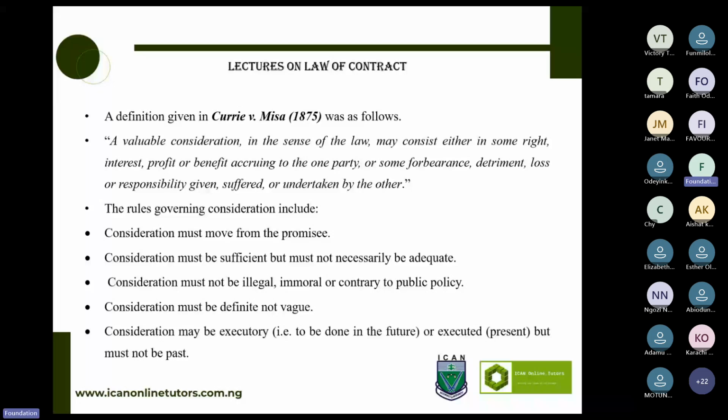Now look at that money. Is the money adequate to what I've given Tomi? The answer is no. But is the money reasonable in terms of business transaction? The answer is yes. So the law is clear on reality.